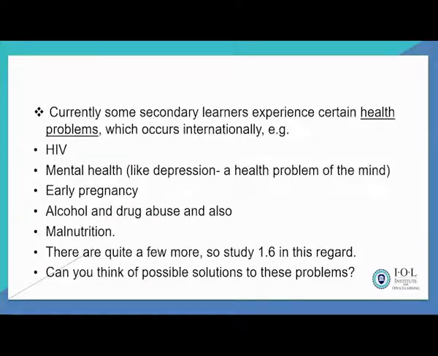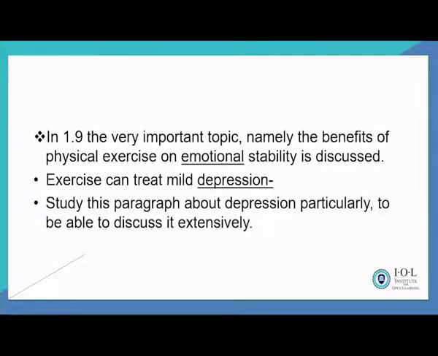For example, HIV, mental health like depression, which is a health problem of the mind, early pregnancy, alcohol and drug abuse, and also malnutrition. There are quite a few more, so study 1.6 in this regard. Can you think of possible solutions to these problems?